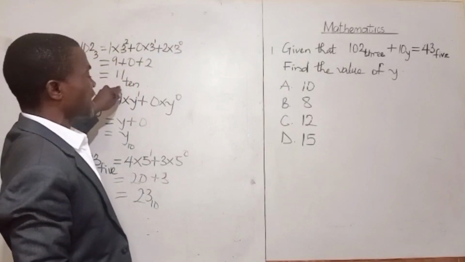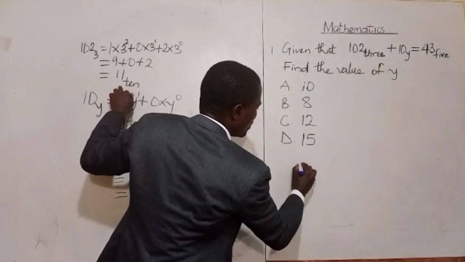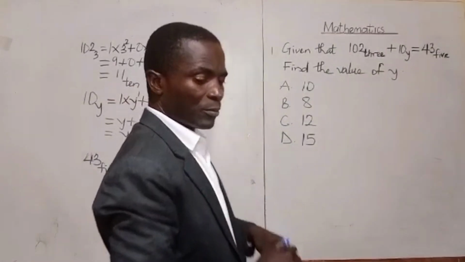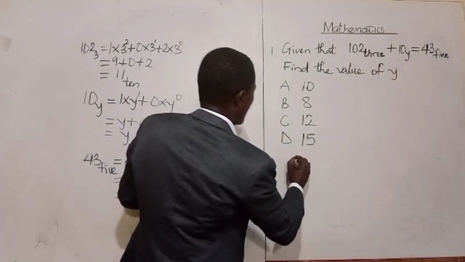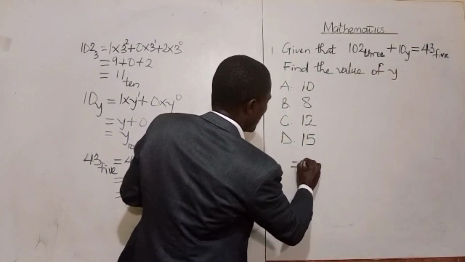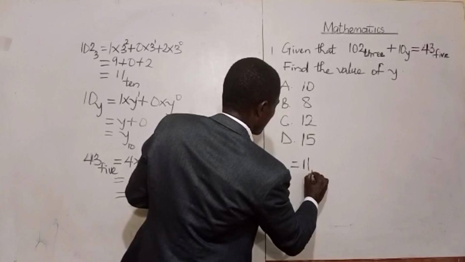102 base 3 is the same thing as 11. So we have 11 base 3, 11 base 10.